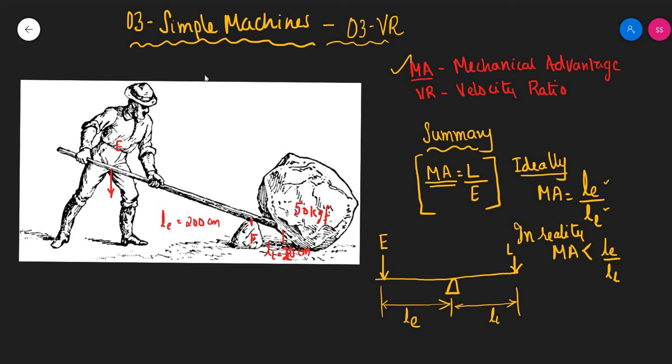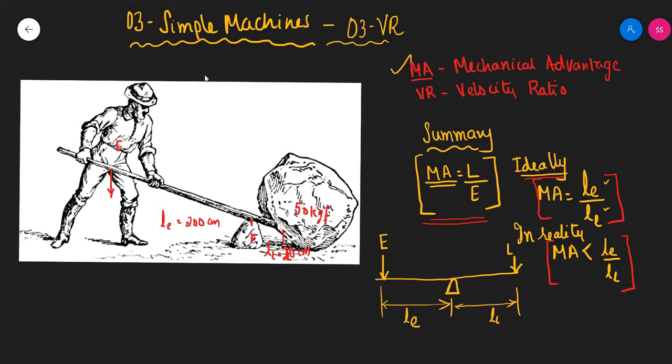Your mechanical advantage is given by your load by effort, and ideally your mechanical advantage would be LE by LL, but in reality, since your input torque would be far greater than the output torque because of efficiency reasons, you will find that your mechanical advantage in reality is less than LE by LL.